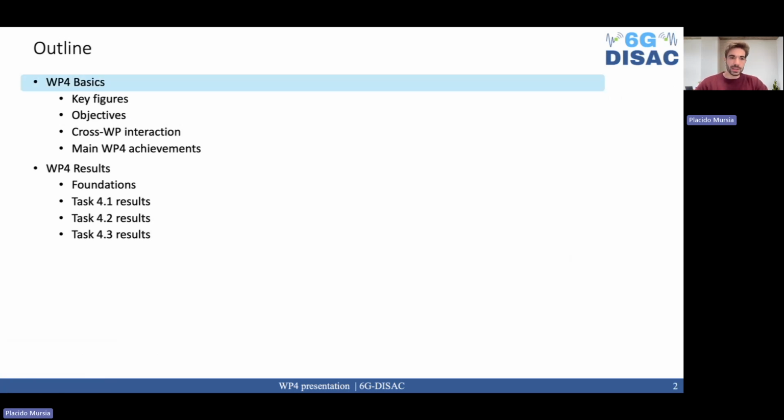The first one is about the basics of this work package. What are our figures, our objectives, our interaction with the broader 6G-DISAC project, and our achievements so far. Then the second part will dig a little bit deeper into the more technical part on the results for the three tasks that we have within this work package.